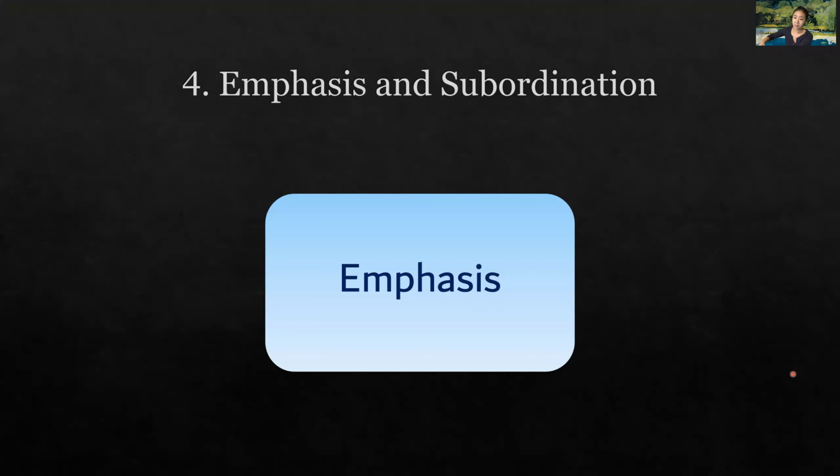So emphasis and subordination are complementary concepts. When we emphasize something, we draw attention to it. So this is a valuable part of communication that allows us to set some things apart. So in art, emphasis is the principle by which an artist draws attention to content.